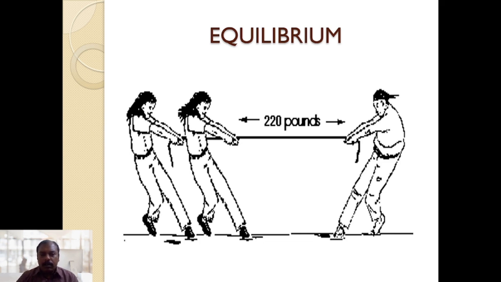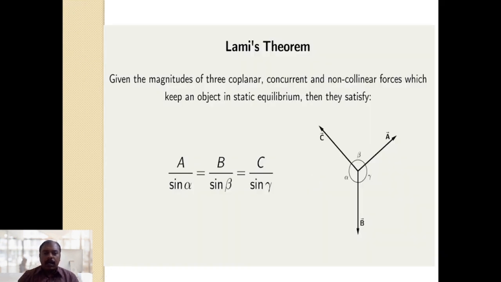Equilibrium. If all the forces acting on the body sum to 0, then it is called equilibrium. Lami's theorem states that if three coplanar concurrent forces are acting at a point, then each force divided by the sine of the angle between the other two forces will be a constant.